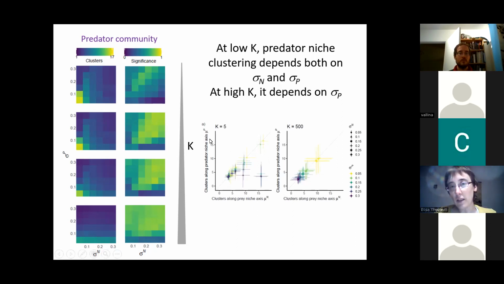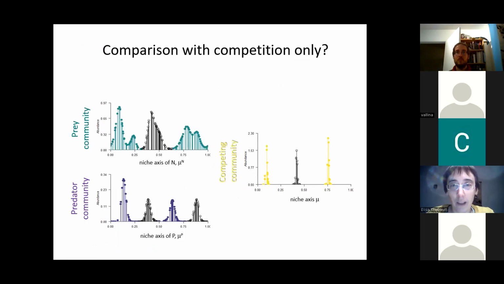So basically, this graph here summarizes just what I've just said. In fact, at high carrying capacity, we have basically the same strong correlation between the number of clusters among the prey niche axis and among the predator niche axis. While at low carrying capacity, especially when you have generalist predators with high sigma p, you don't have such a strong correlation between the two. Okay, so I hope I didn't lose everyone here.